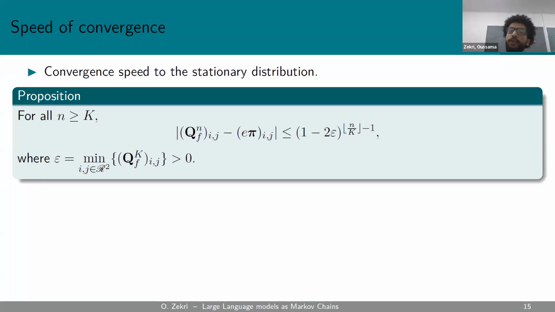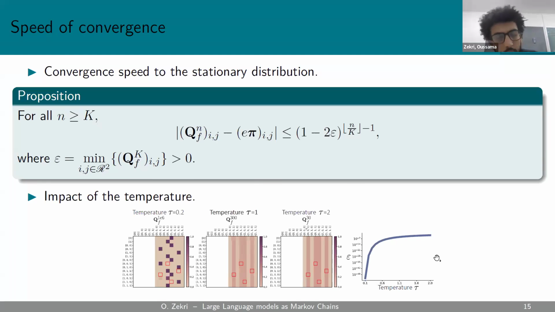The higher the temperature, the more diverse the output. We also show that the more you increase the temperature, the higher this parameter is, so the more quickly it tends to the stationary distribution. I encourage you to go to ChatGPT, play with the temperature, and you will see. All right.